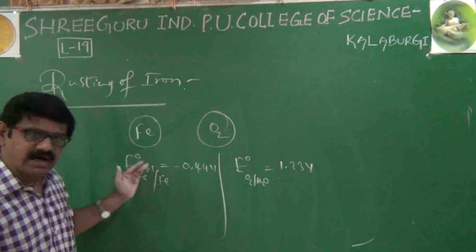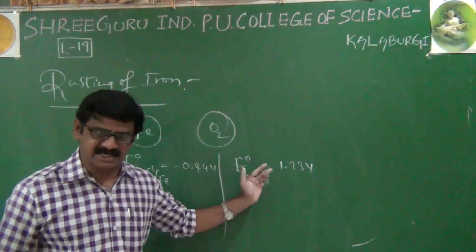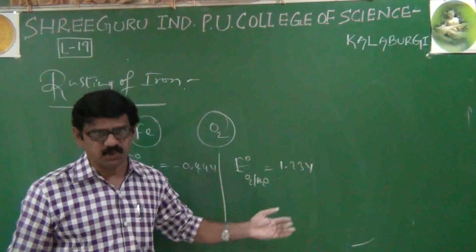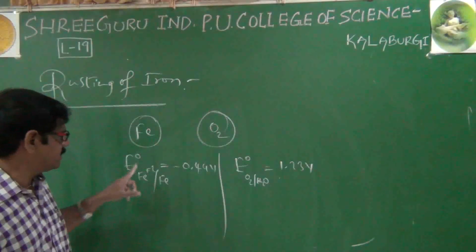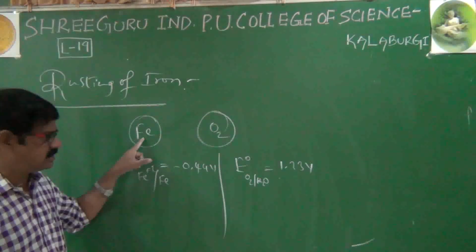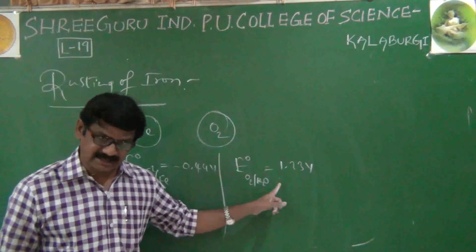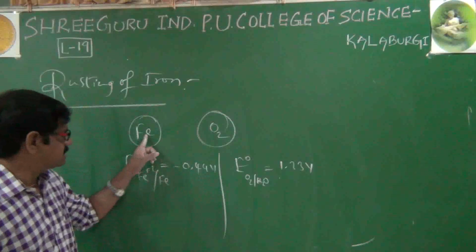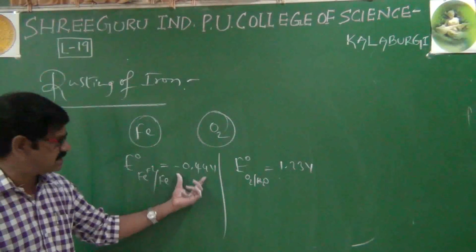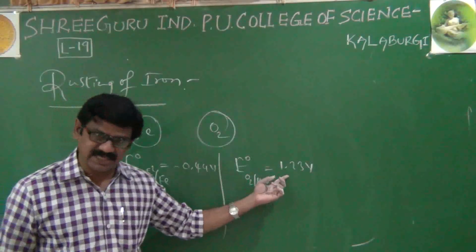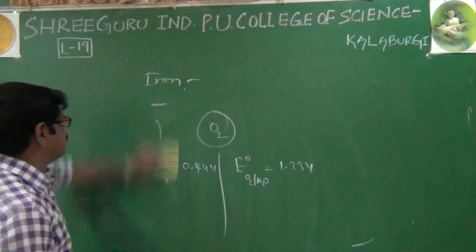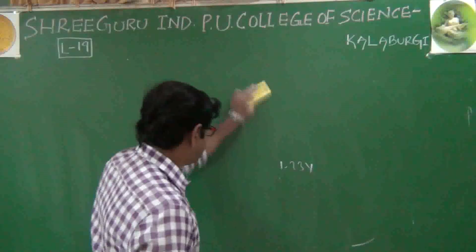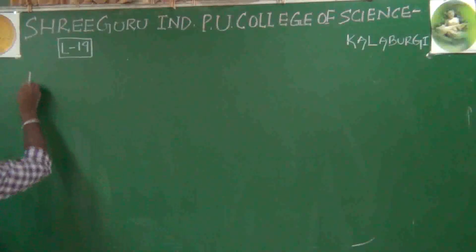That's why I'll show how oxidation as well as reduction takes place, along with their proper reactions. Now what happened here? Iron undergoes oxidation and oxygen undergoes reduction. Why? Because iron SRP value is very less, oxygen SRP value is more. Right, now we'll see the proper mechanism of rusting.